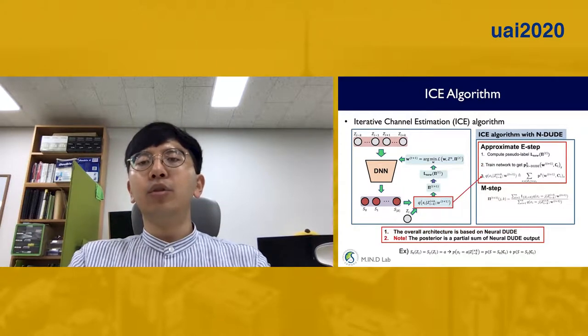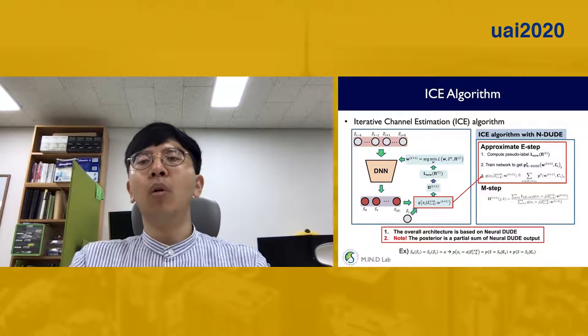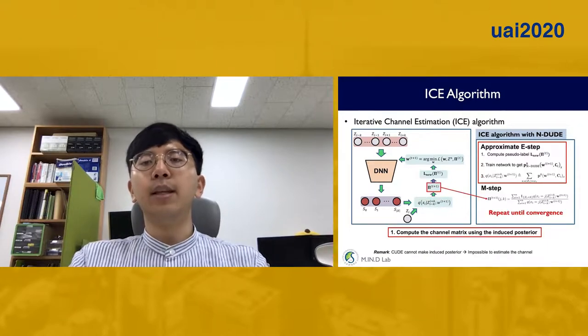And after that, the posterior distribution is computed by combining the network output of NeurDUDE. Note that the posterior distribution is a partial sum of the NeurDUDE output probabilities. For example, if we collect the probabilities of mapping functions whose output is symbol A, then we can define the posterior on symbol A as the summation of the probabilities of those mapping functions. After performing the approximate E step, we compute the new channel matrix using the induced posterior. We call this step the M step. The whole iterative steps are repeated until convergence. Remark that CUDE cannot make an induced posterior. Therefore, it is impossible for CUDE to estimate the channel.